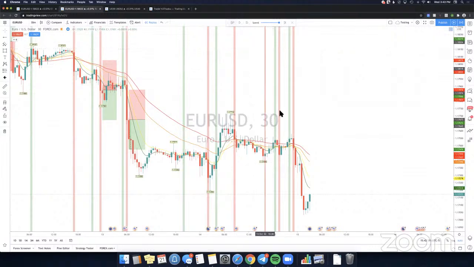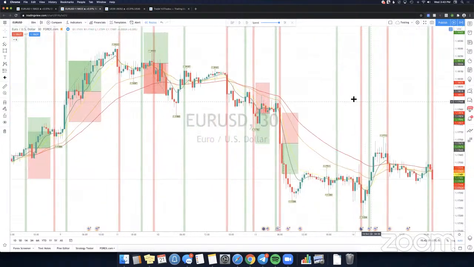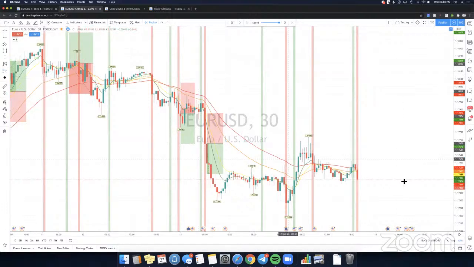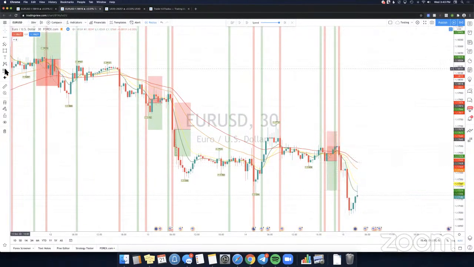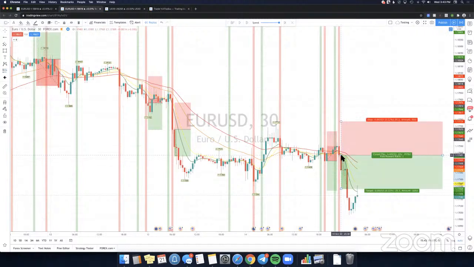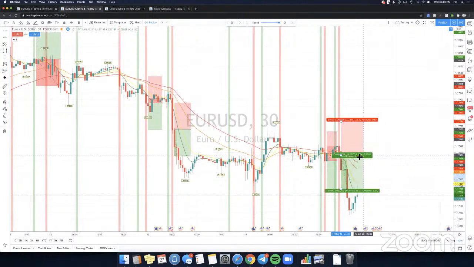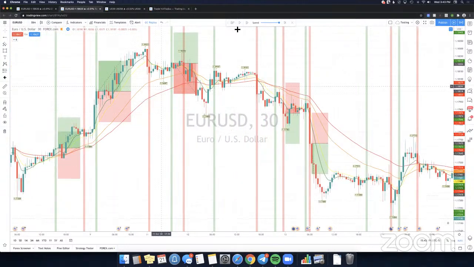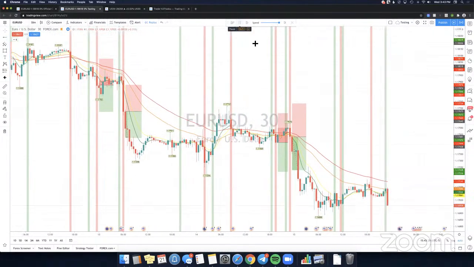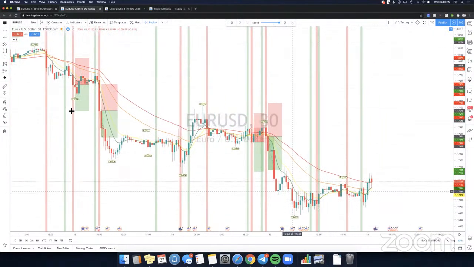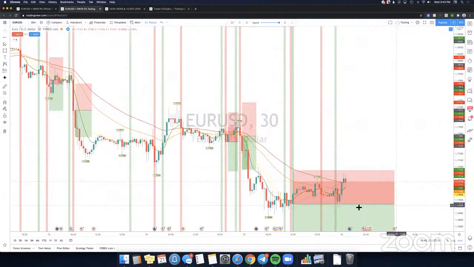And then again, right here, actually, there's one. So I think that's another win right there. Yeah, so that's another win for like 20 pips. And then there's another one right here. So that's about 7 wins and 1 loss right there. It's not too bad. And again, right here, looks like this might have been a loss. But yeah, I mean, you get the gist of it.